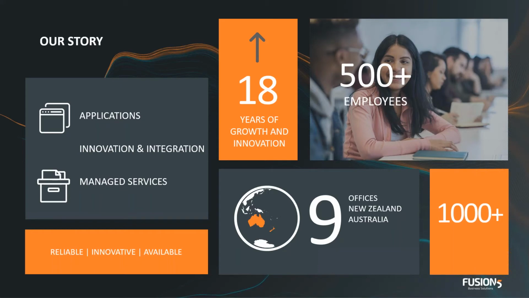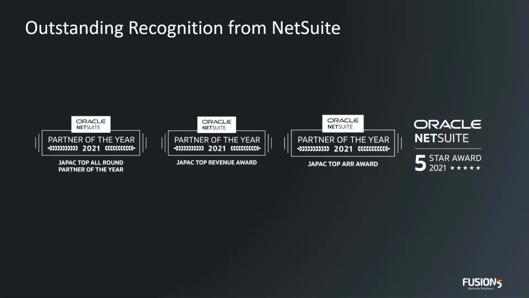We've experienced 18 years of growth now. We've got over 500 employees across our 9 offices in Australia and New Zealand, and over 1,000 customers that we partner with across ANZ. Today, we're focusing on Oracle NetSuite. Fusion5 is the largest NetSuite partner in the JPAC region, and we're honored to be recognized as Partner of the Year for 2021. We're proud to also have been Oracle's JPAC Partner of the Year now for 6 continuous years, and we have the most passionate and experienced NetSuite team in the region. So if you have any questions about Fusion5, our partnerships, or any areas that we can assist your business in, please also just pop them in the chat and we can follow up at the end of this webinar.